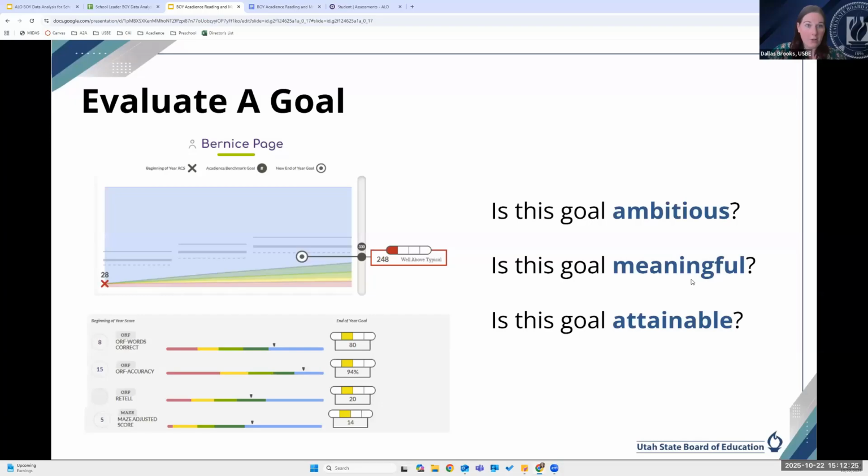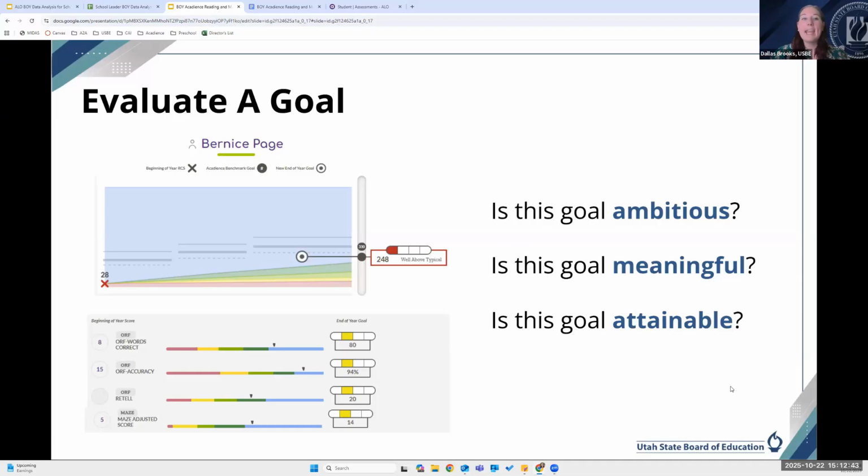Is it meaningful? So looking if it's meaningful, it is a well above typical growth goal. So that is definitely meaningful for this student. We're trying to close that achievement gap for our red students. So it's definitely meaningful. That's going to help get this student to where they need to be.